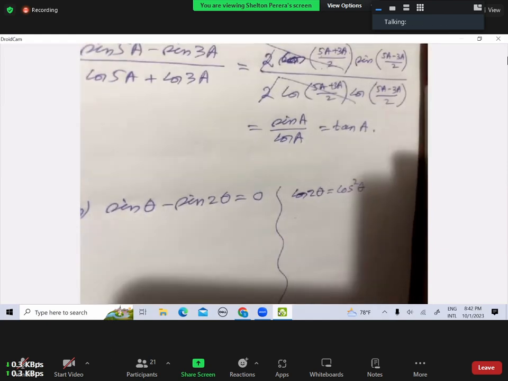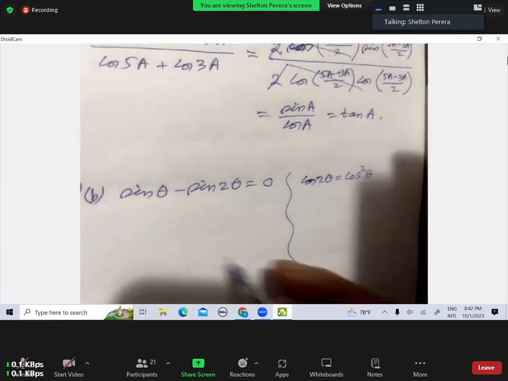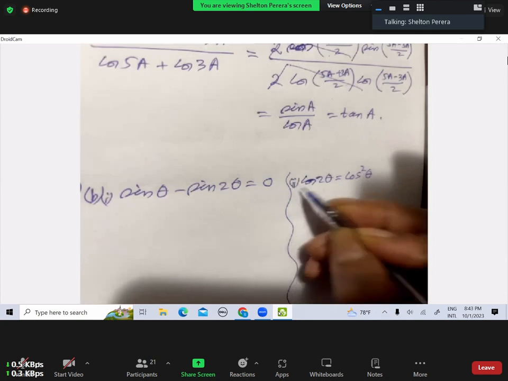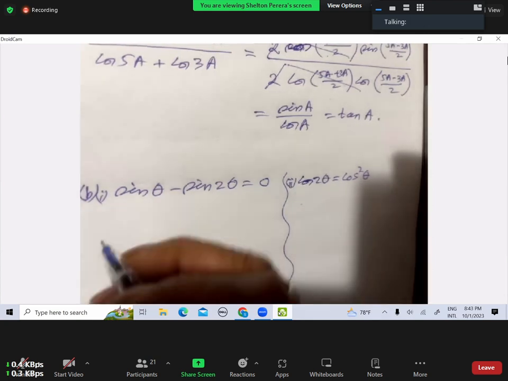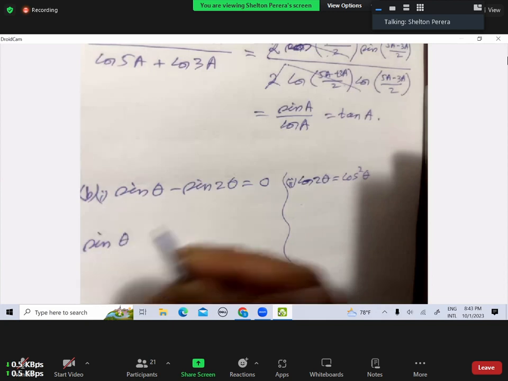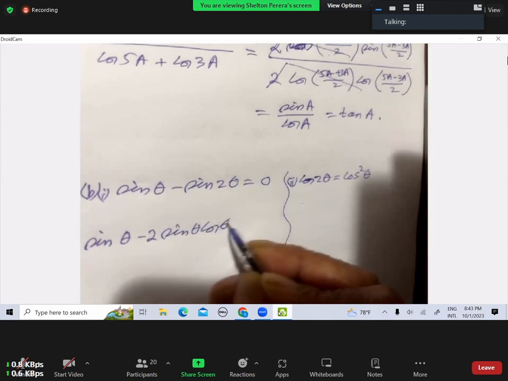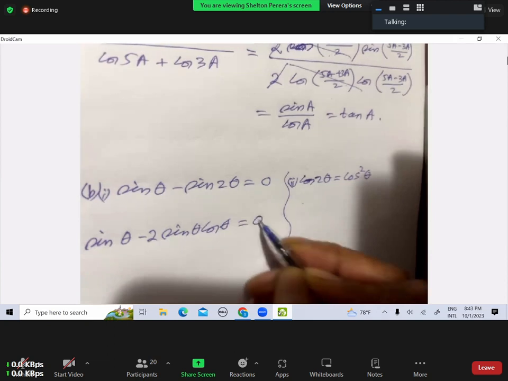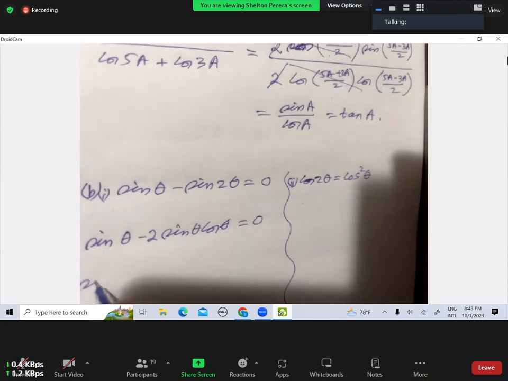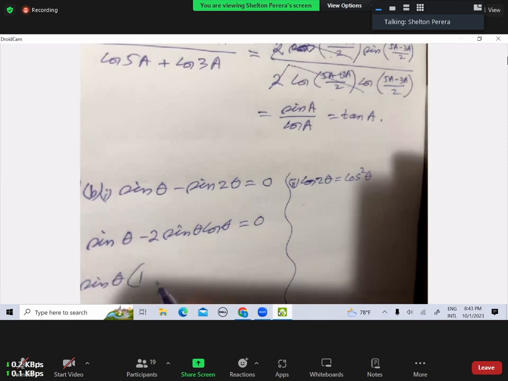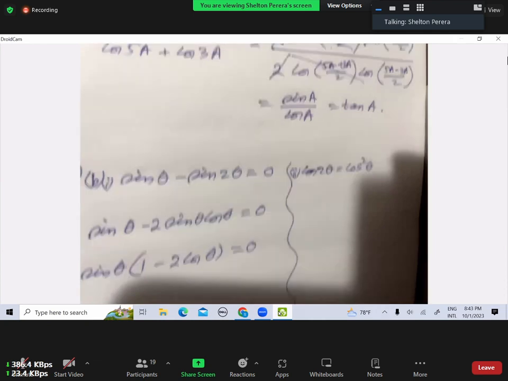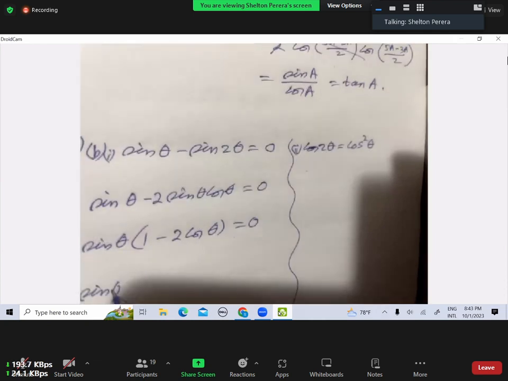Part B. First one, that. Second one, this. Here, sin theta minus sin 2 theta equals 0. Write sin 2 theta from the formula sheet as 2 sin theta cos theta, equal to 0. After that, factor sin theta out: sin theta times (1 minus 2 cos theta) equals 0.